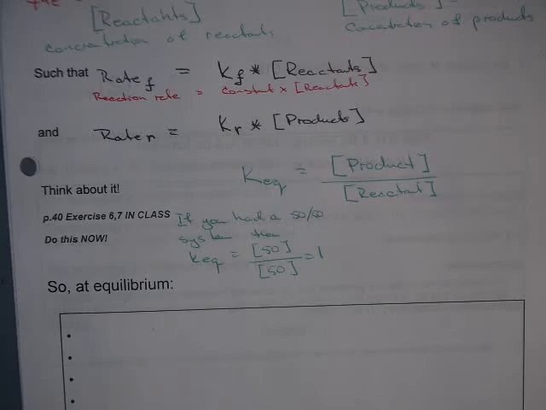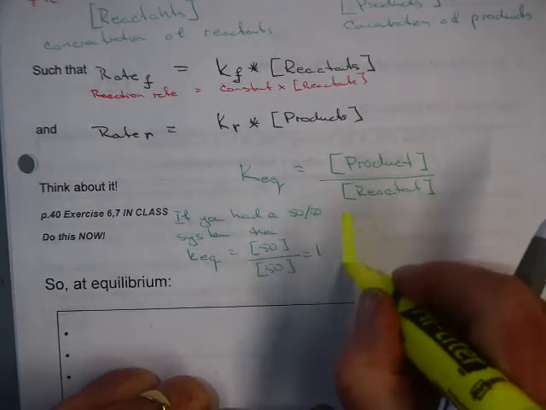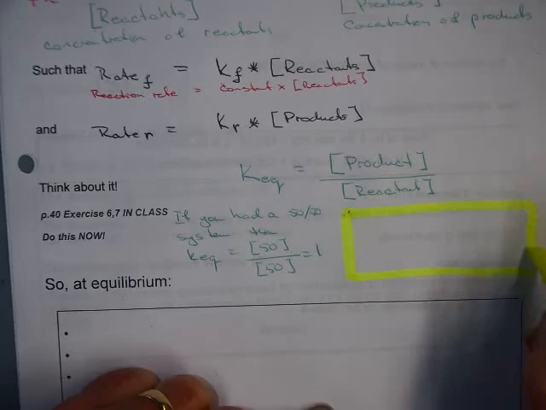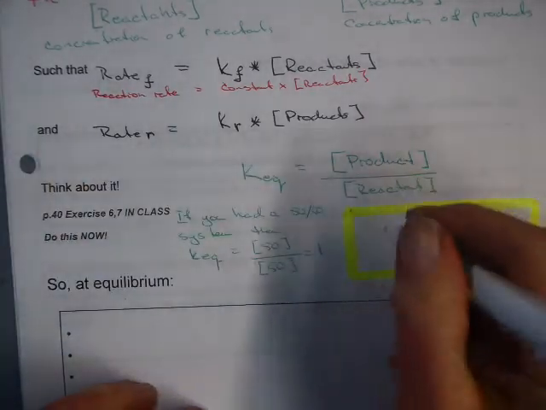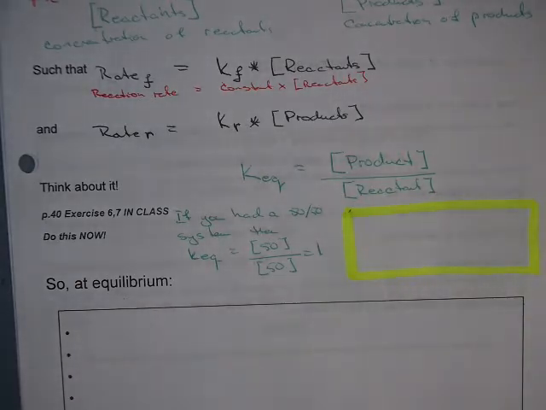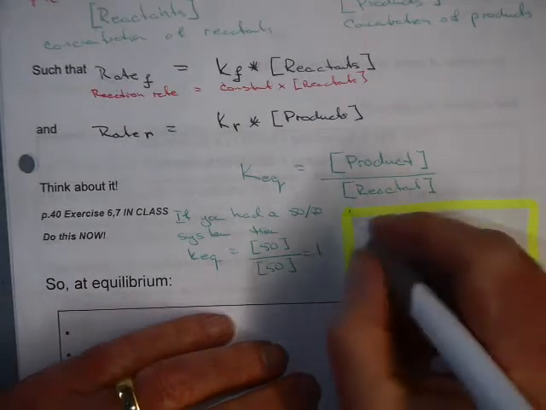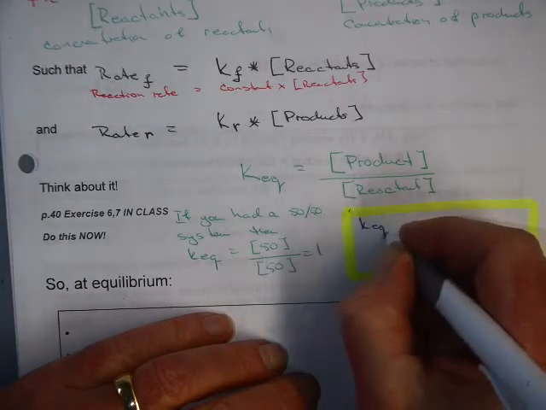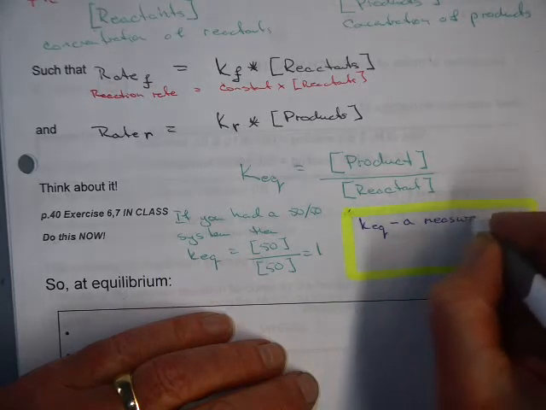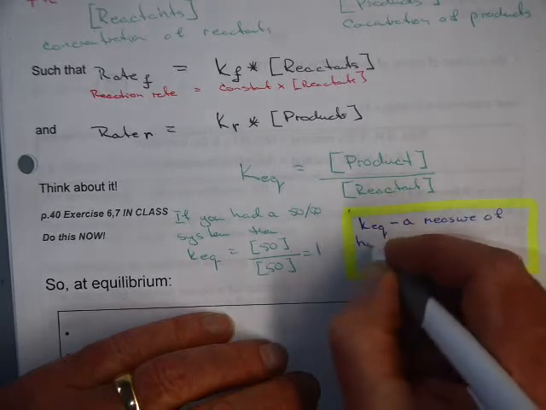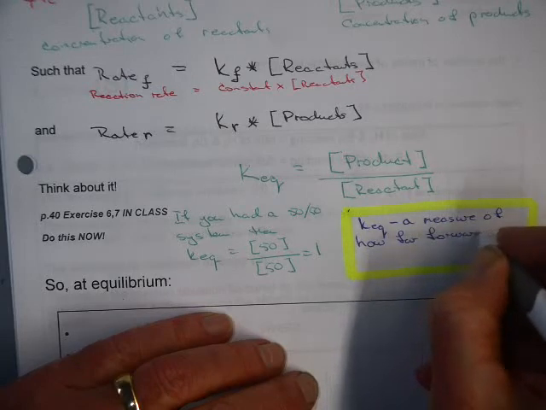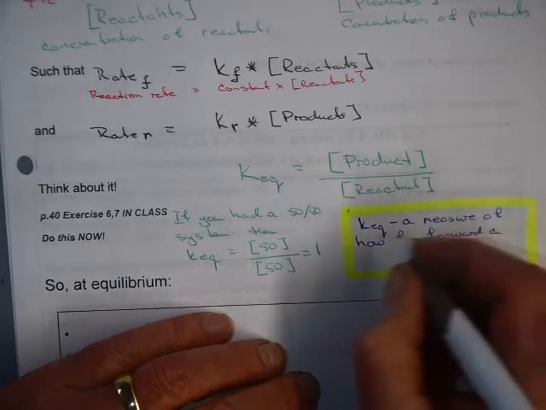And the reality is, a good way of thinking about Keq is that, what's the unit of it? It is dimensionless. It's a dimensionless number. Keq is a measure of how far forward a reaction proceeds.